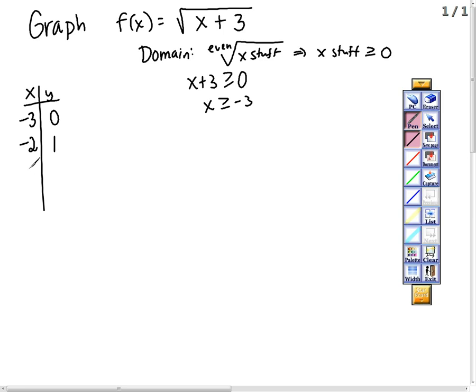What if I put in, let's see, what if I put in positive 1? I get 1 plus 3 is 4. Square root of 4 is 2. Now I want the inside to equal 9, so let me put in a 6. 6 plus 3 is 9. Square root of 9 is 3. And so on. I could go further. I could make this square root 16. I could put 13. So square root of 13 plus 3, that's square root of 16, which is a 4, and so on. Let's go ahead and plot this.